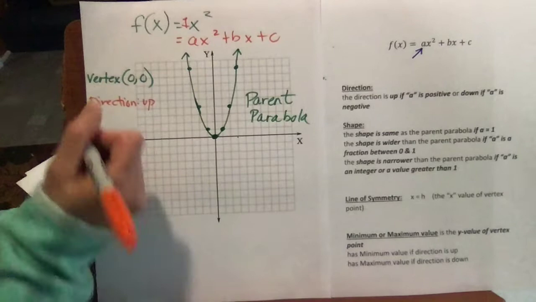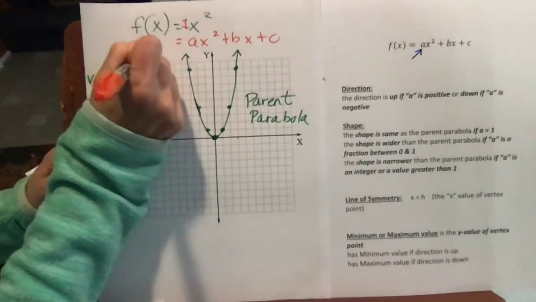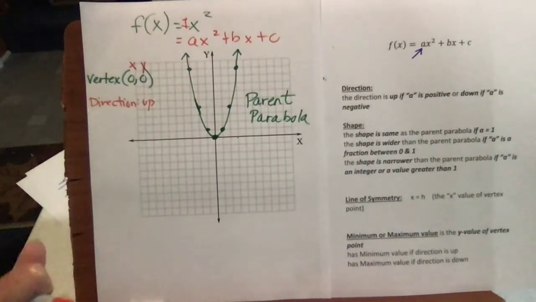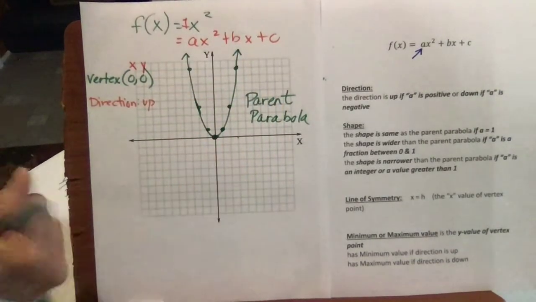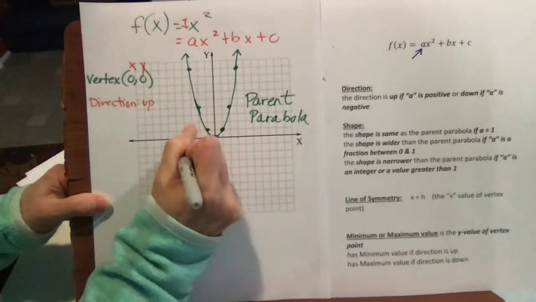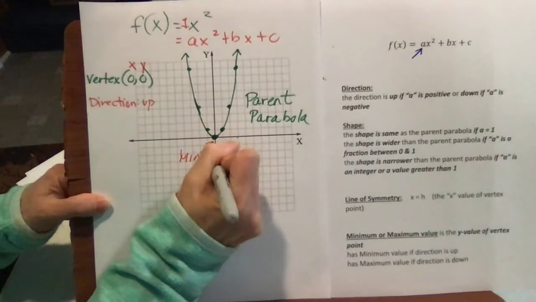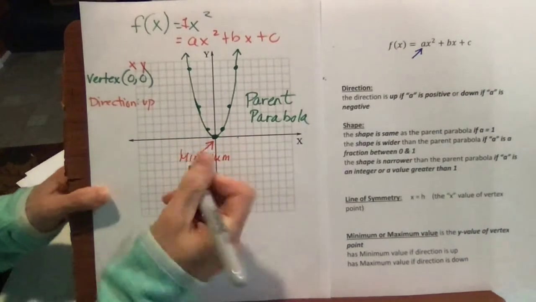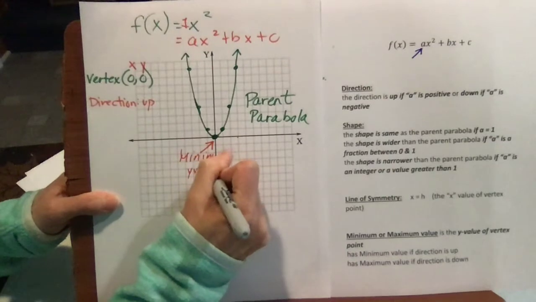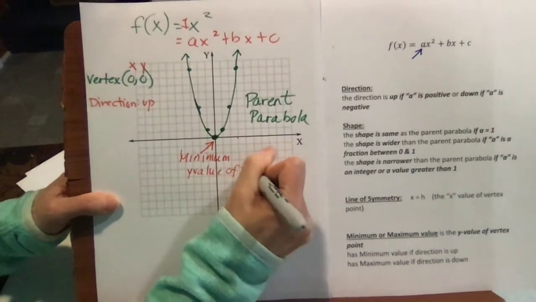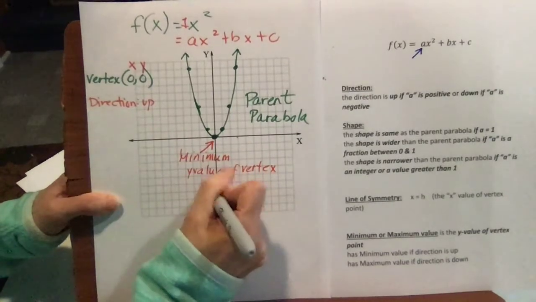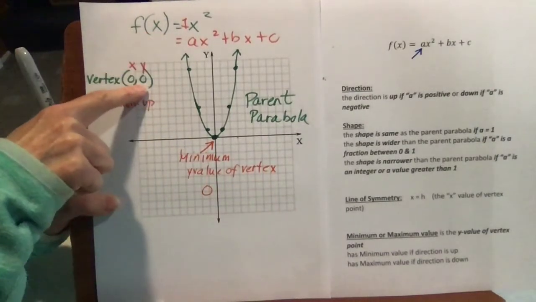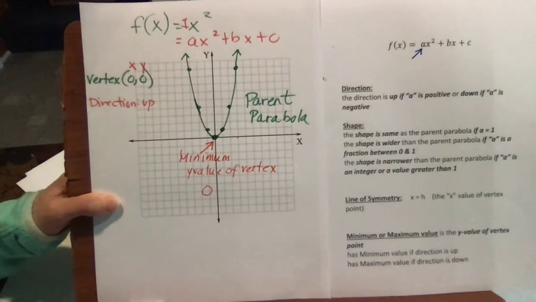Now, the line of symmetry. The vertex is 0, 0, and it's made up of an x and a y. Because our parabola is going upward, we have a bottommost point. This is called the minimum. And the minimum is the y value of the vertex. So what is the minimum? The minimum is 0 because the y value is 0 in the vertex.